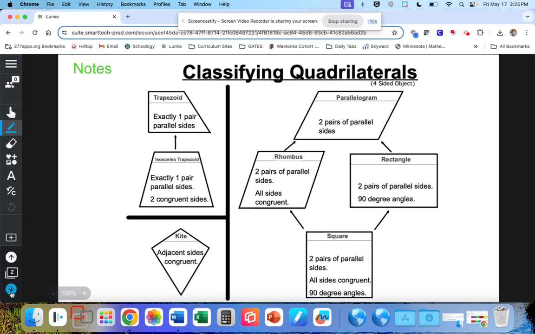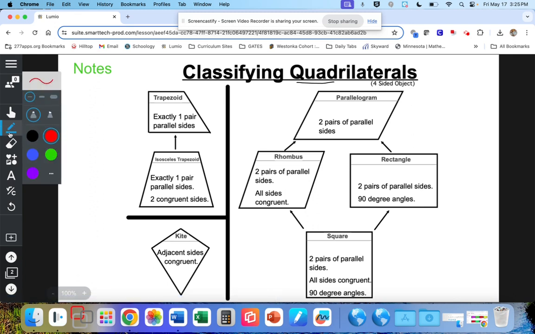All right, some notes for quadrilaterals. Notice there's some different categories for our quadrilaterals. We have kind of the trapezoid family, the kite family, and the parallelogram family. A quadrilateral, the word quad means four, lateral means side. So it's a four-sided object. Now, each of these has a different definition. Please make sure you write the definitions down exactly as they are.